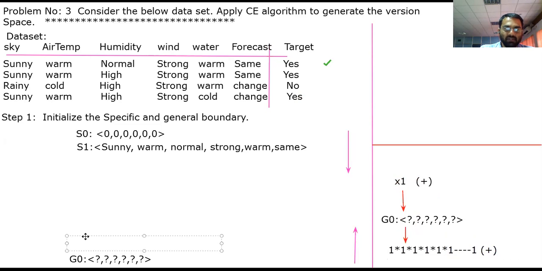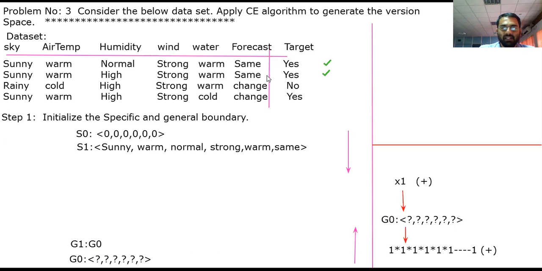The moment I give x1 as input to the version space, my boundary is updated to G1. Since G0 has classified x1 correctly, G0 is enough for me. So next I'm going to give the second instance as an input, that is x2. As I explained to you, we need to apply x2 to the specific boundary and to the general boundary.